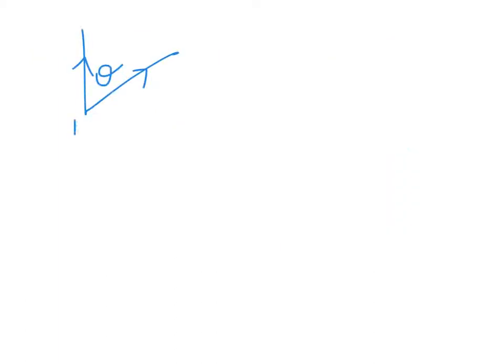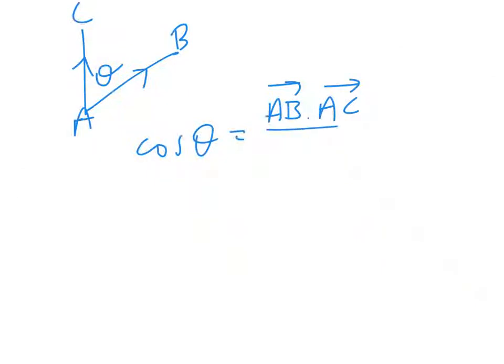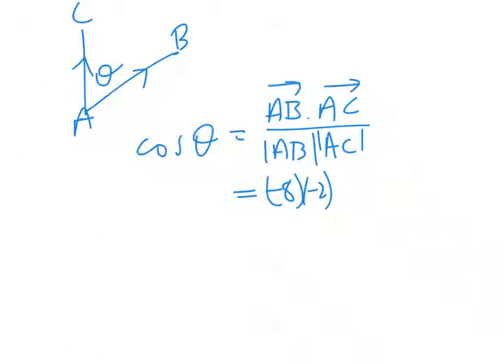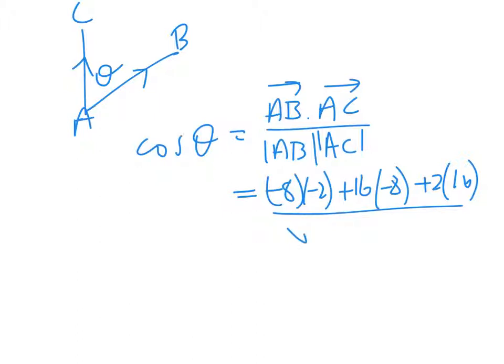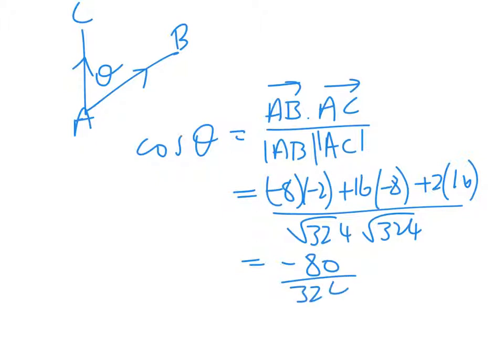Diagram is something like this. So cos theta is going to be AB dotted with AC divided by the length of AB and the length of AC. So take your previous answers and multiply them together. So -8 times -2 for the first part of components. Add 16 times -8 for the second components. Add 2 times 16 for the third components. The length of the first vector is square root 324. Length of the second vector is also square root 324. Gives us -80 over 324, and inverse cos gives us an answer of 104 degrees.